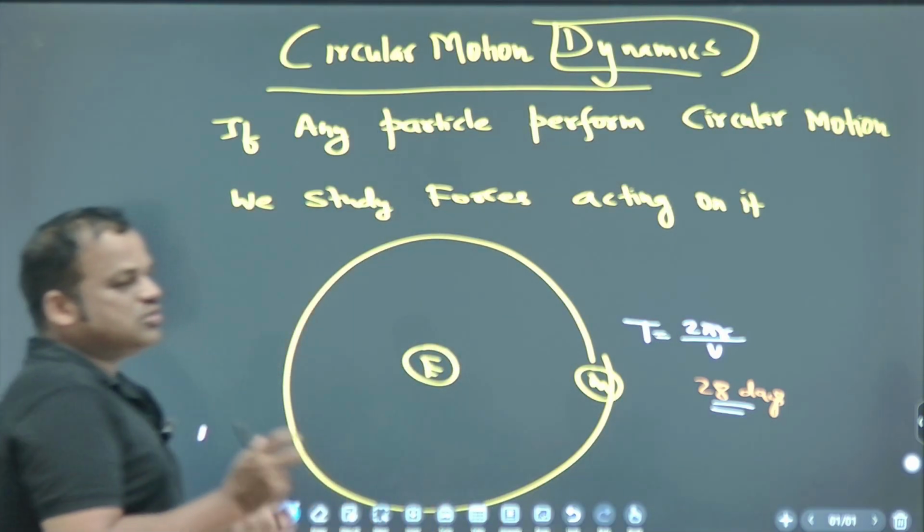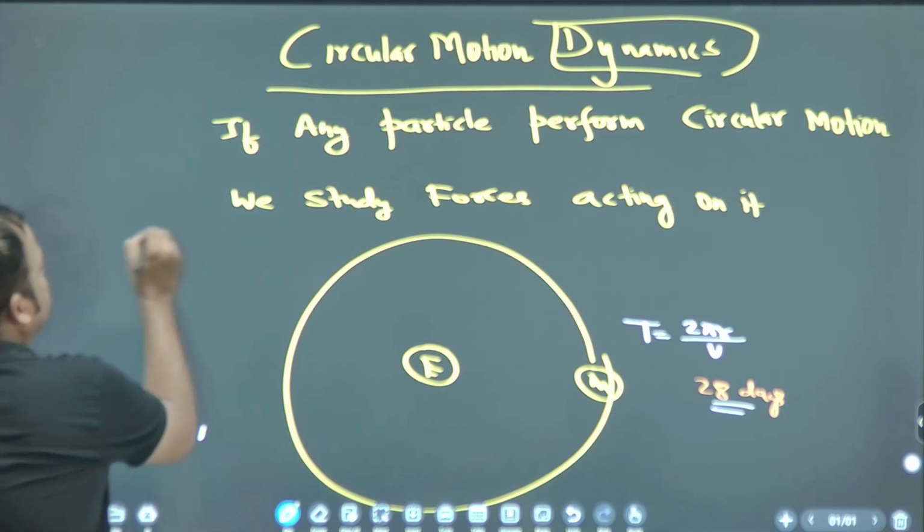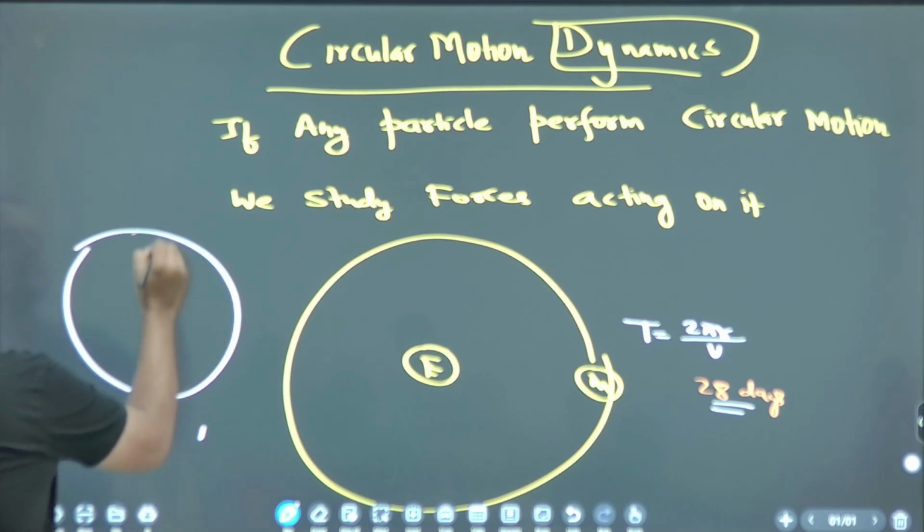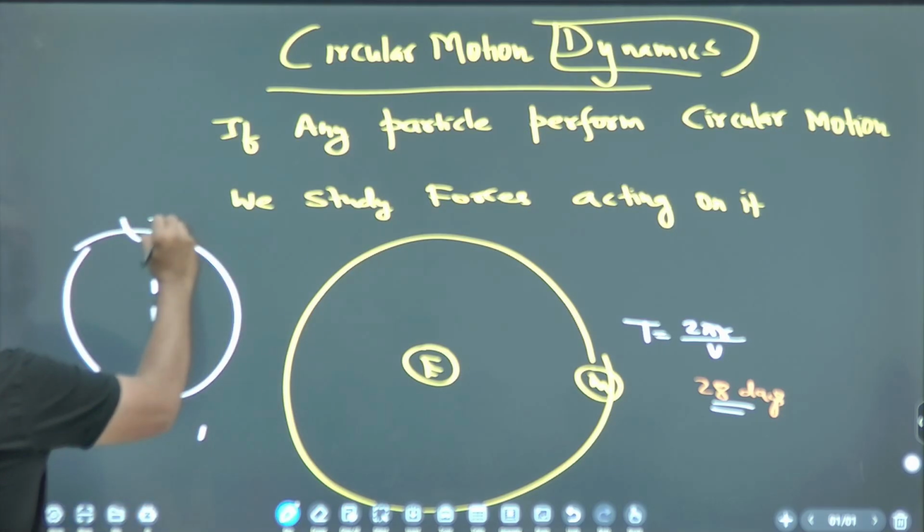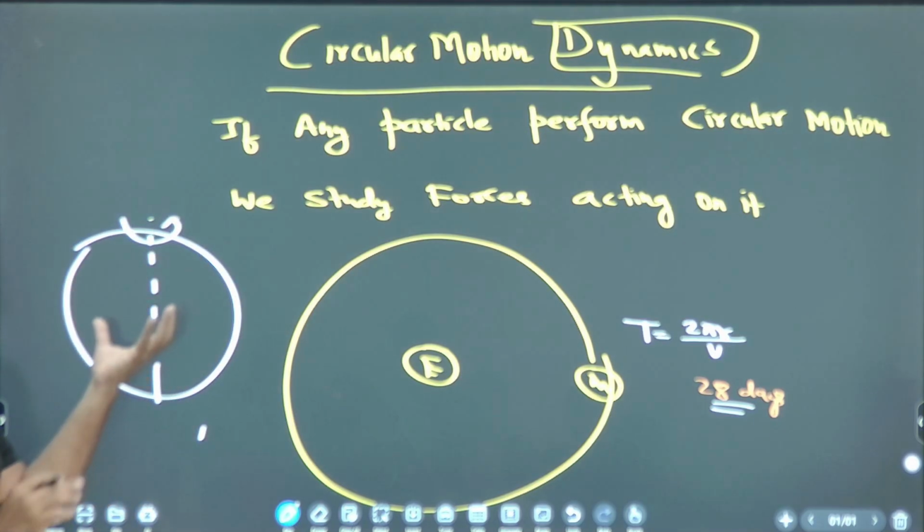Then Earth is also rotating. So suppose this is Earth, it is also rotating. Can you tell me what is the time period of rotation of Earth?